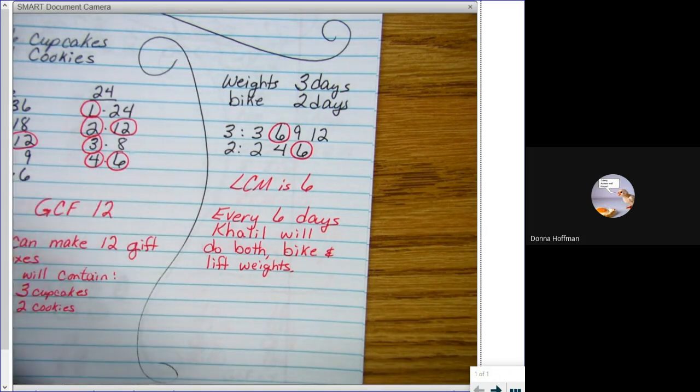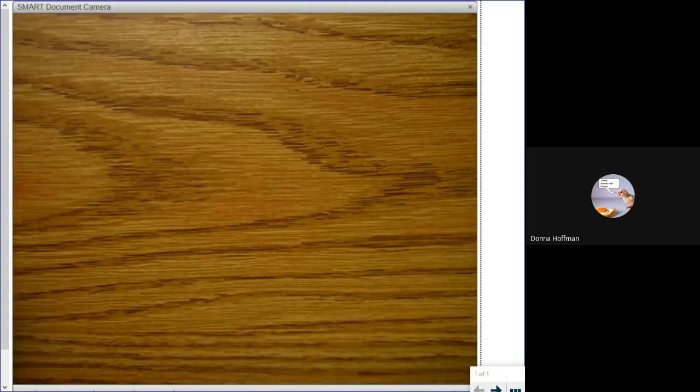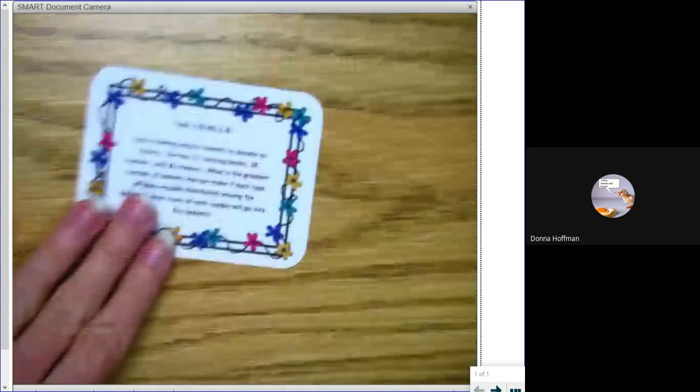Now, there's other task cards that I had that we presented to the students, and they had to decide whether it was using the greatest common factor method to solve the problem or whether it was going to be using the LCM method to solve the problem. And here's the first task card.